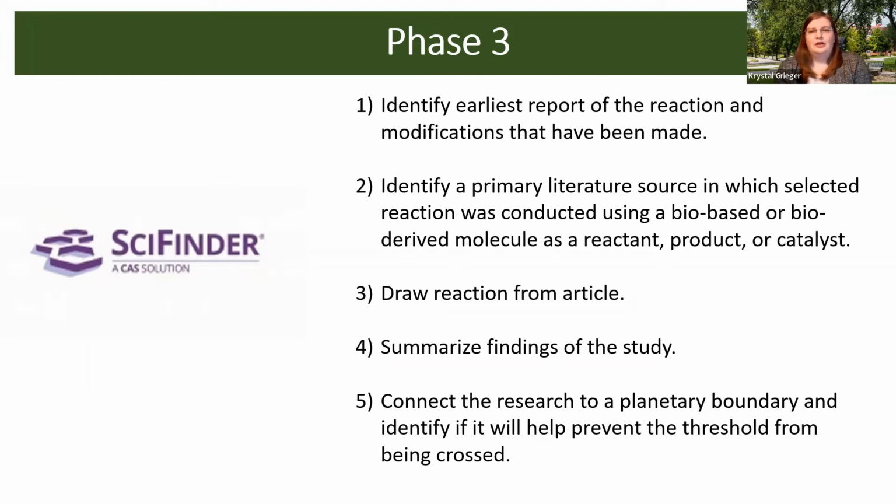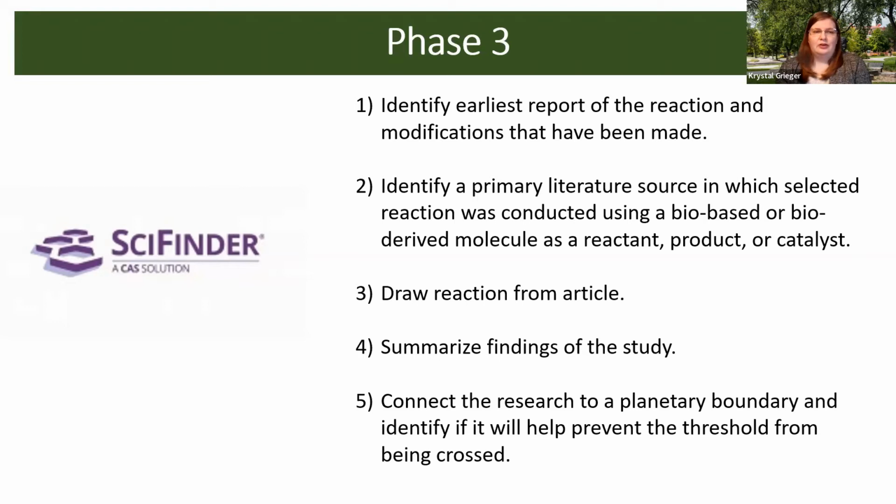And then for the second one, we wanted them to find a primary literature source in which the reaction was either bio-based or used a bio-derived molecule for the reactant, product, or catalyst, because that's one of the green chemistry principles, the use of renewable feedstocks, and we wanted them to see if they could find a reaction with this. And so here's where we taught students how to use SciFinder, because I wanted the students to actually research and learn how to use SciFinder.